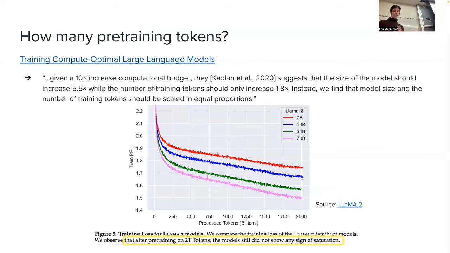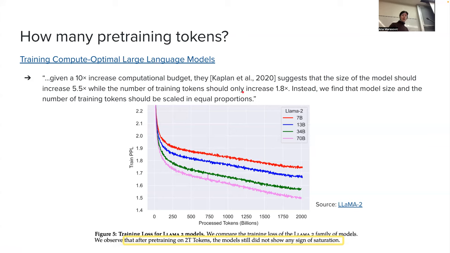The people from DeepMind produced this paper. We refer to it as Chinchilla because the word Chinchilla is mentioned there, but I forget why. I think they trained a model called Chinchilla, but they didn't release it, so it's not really used. Their whole goal was to find compute-optimal large language models.